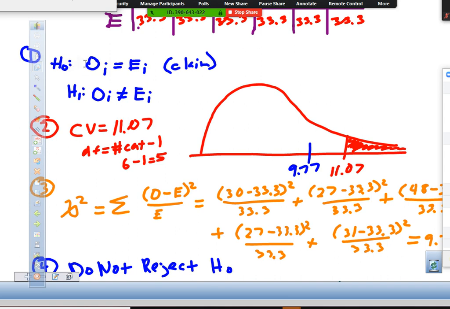So H naught, O sub i equals E sub i, that's my claim. H1 is O sub i does not equal E sub i. Your homework may give you H1 as a claim, possibly, for these chi-squareds, but on the final exam, I'm only going to give H naught as a claim. So for me, the null hypothesis will always be the claim on the exam for 11.1 and 11.2 for chi-squareds. For chapter 10, H1 is always going to be the claim. So for 10.1, H1 will be the claim, that it is a line. And for 11.1 and 11.2, the claim will be H naught.